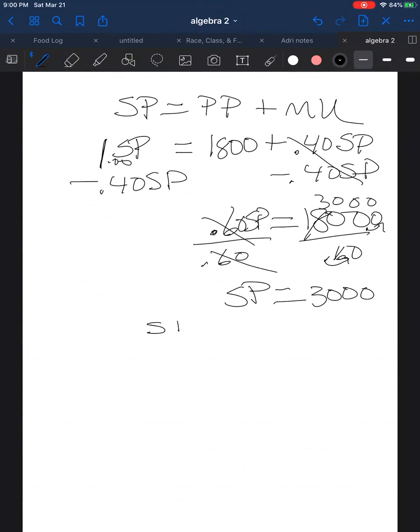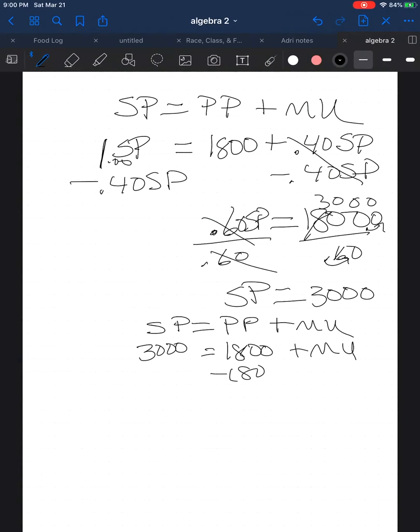selling price equals purchase price plus markup. Purchase price was 1,800. Selling price is 3,000. So we subtract 1,800 from both sides. And the markup was 1,200. Sounds like a big markup, but we don't know what the item was or what their overhead is.